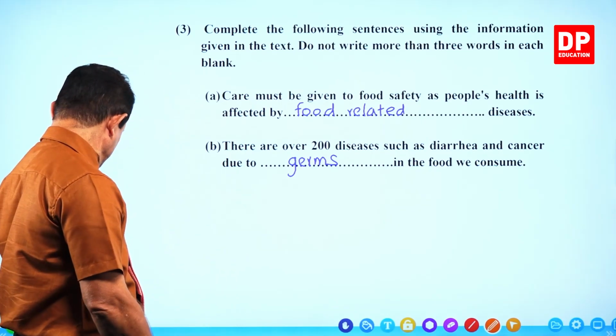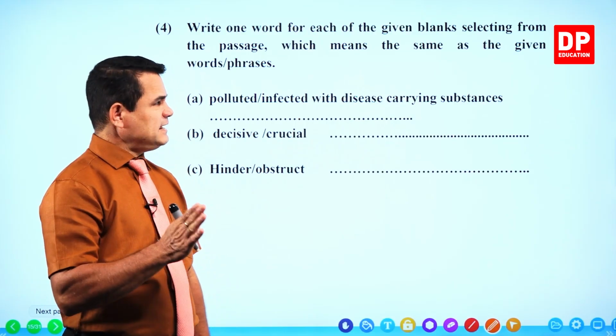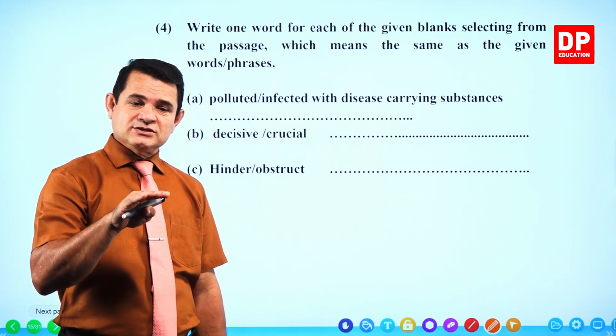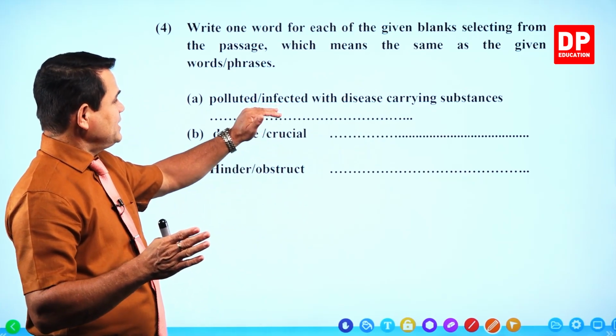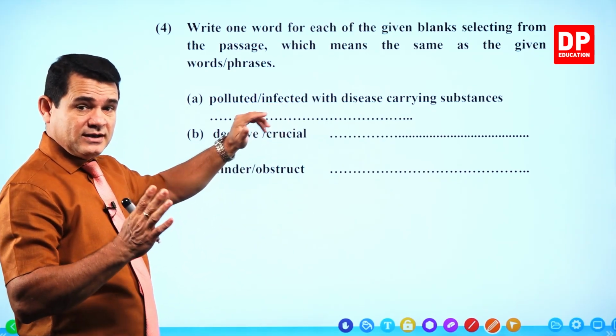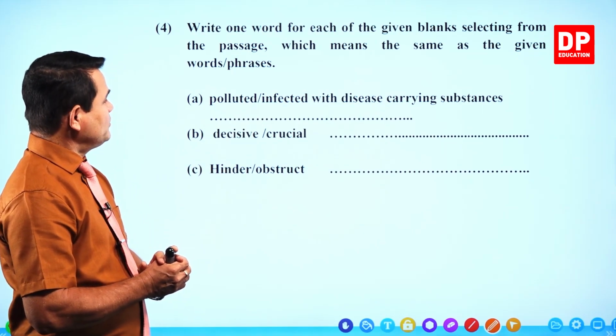Right. Next question. Write one word for each of the given blanks, selecting from the passage, which means the same as the given word or phrases. Write one word. And which means the same. Now what you call similar words, synonyms. Write a single word giving this meaning, taken from the paragraph. Find it from the paragraph. Now, what is the first one?